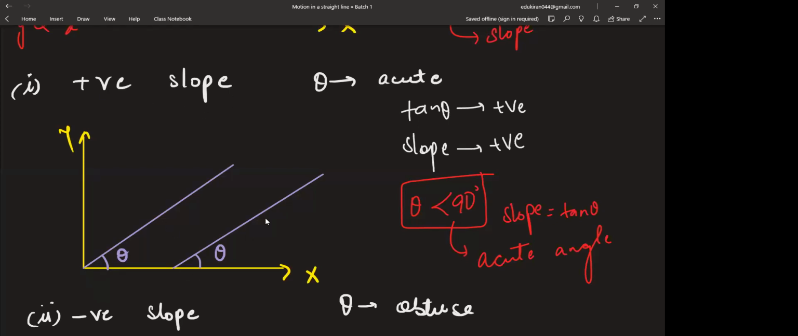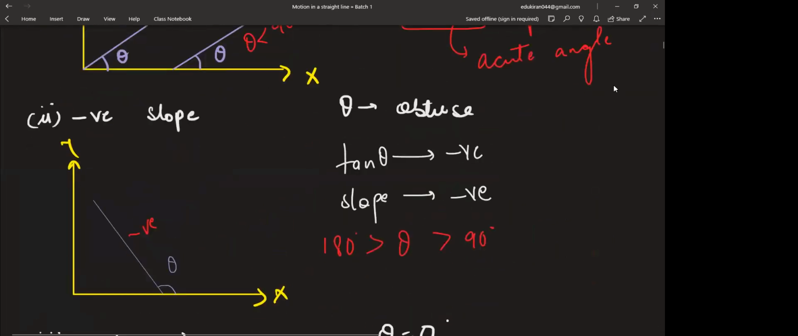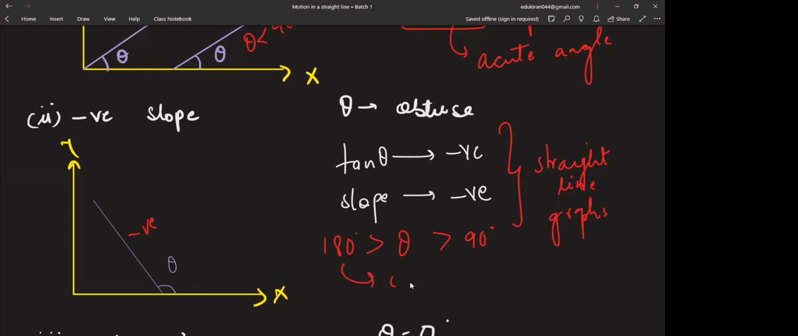Like these kinds of graphs which you see, where this angle is very less. These angles are less than 90 degrees. If this angle becomes more than 90 degrees, then we call it obtuse. So now here we'll be getting this. These are also straight line graphs only. So negative slope means the angle is more than 90 degrees but less than 180. We call this condition an obtuse angle.